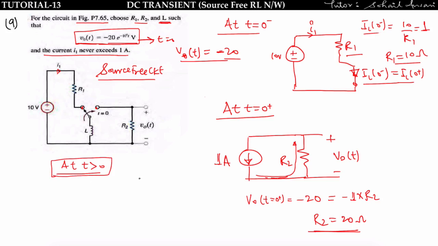Here the time constant is 1 by 10 to the power 6, that is equal to L upon R. Hence L is equal to L upon R2, since R2 is connected, so L upon R2. Hence the value of inductor will be R2 upon 10 to the power 6, and R2 is 20, so we can easily say 20 micro Henry is the value of inductor.